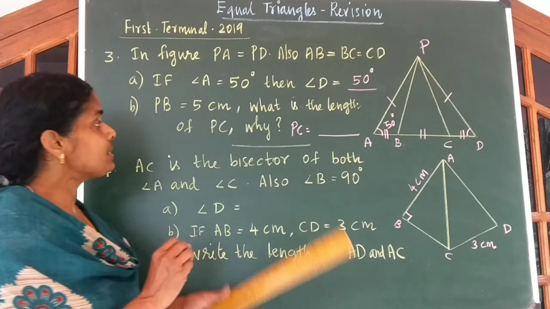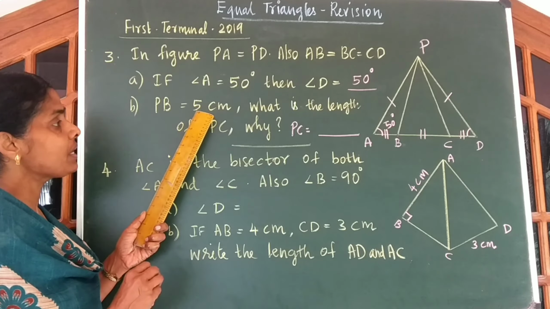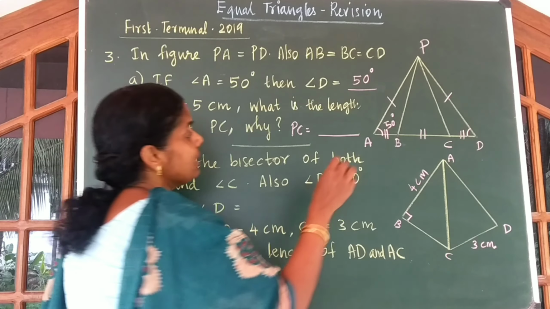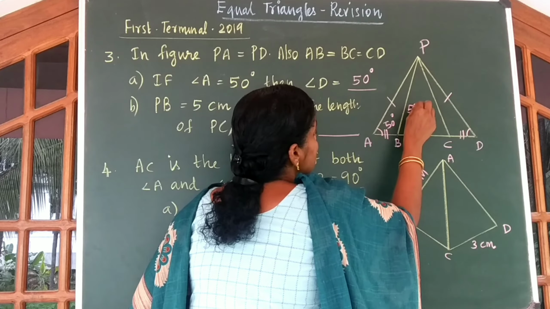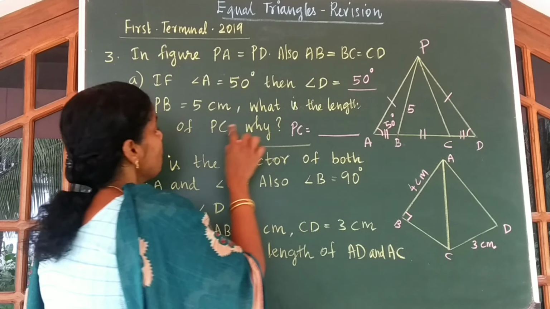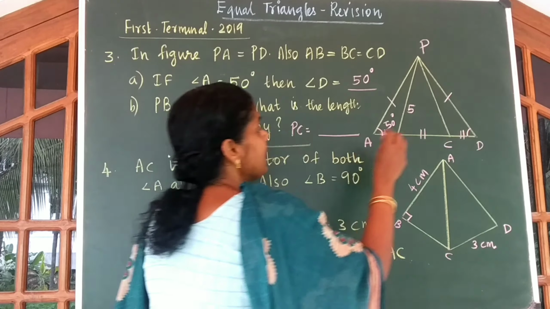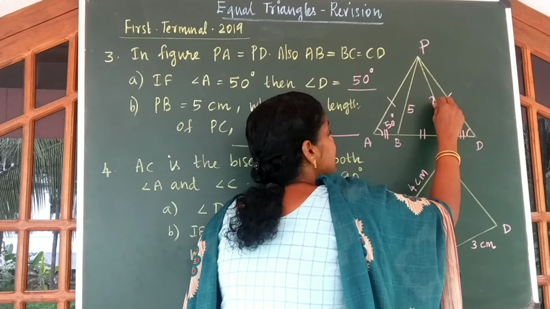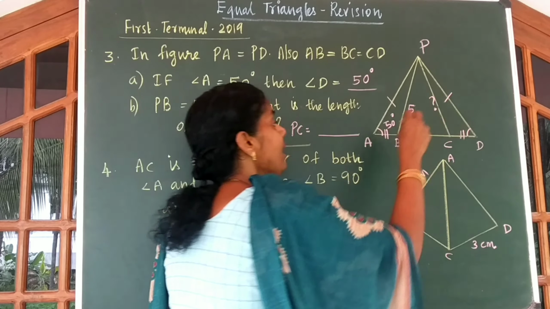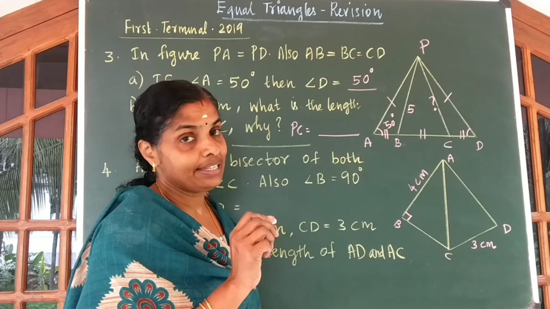Okay, next question. PB is equal to 5. You are given PB's measure to be equal to 5. What is the length of PC? You have to find out PC's measure and also you have to write the reason.